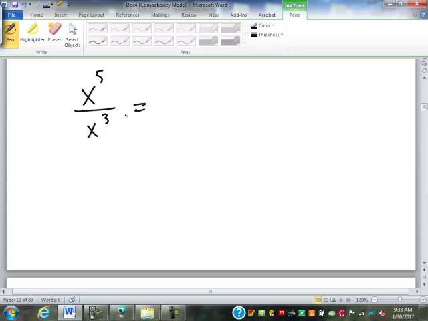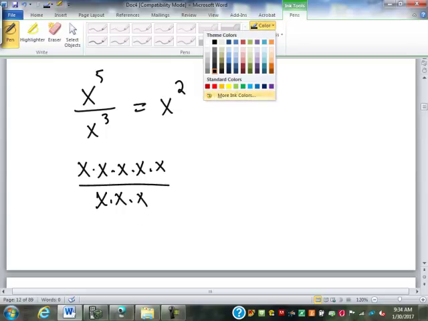How about when I'm dividing, like x to the 5th divided by x to the 3rd, what do I get? Yep, you're right. Some of you know the rule, you subtract them. 5 minus 3 is 2. Again, the reason for that, x to the 5th is 5 x's multiplied together. X to the 3rd is 3 x's multiplied together.